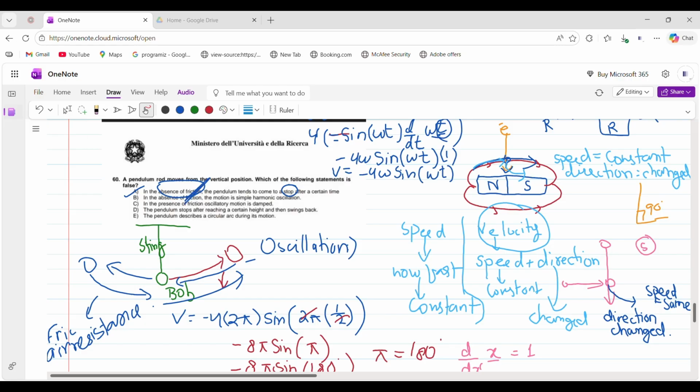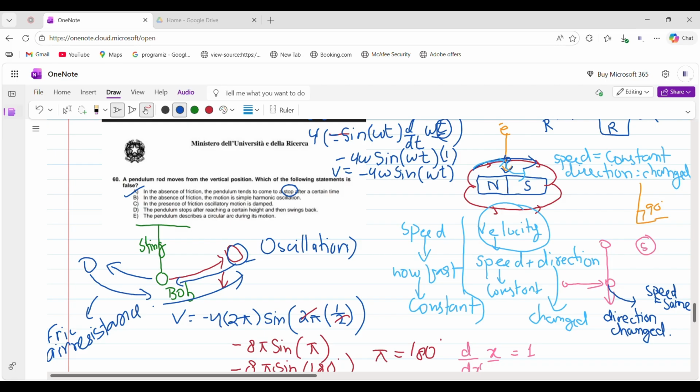If I read the second option, in the absence of friction, friction is absent again, the motion is simple harmonic oscillation. See, if the friction or air resistance is absent, of course this bob will continue moving in a back and forth motion, which means simple harmonic motion. Yes, this is correct. So option B is correct, but they are not asking us to find the correct statement. They asked us to find the false statement.